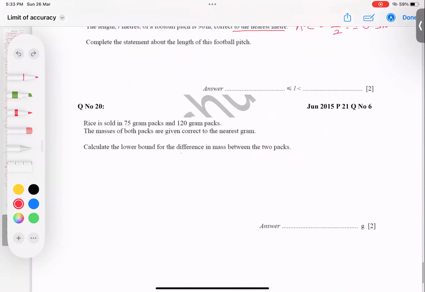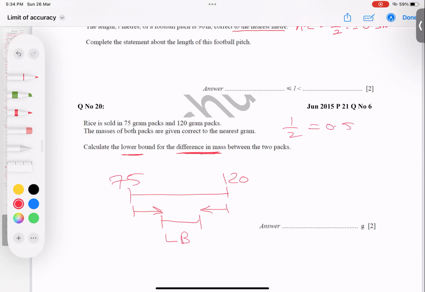And this is a difference of masses. If you want to try, you can try this one. If this is, for example, 120 here and 75 here, I'm looking for the lower bound of the difference of mass. So I will go slightly inside on this side and slightly this way, so the difference becomes smaller. If I'm looking for the lower bound difference, then from 120, what is the plan here? He said correct to the nearest gram. So 1 gram means half a gram. So from here, I will go backward: 120 minus 0.5.